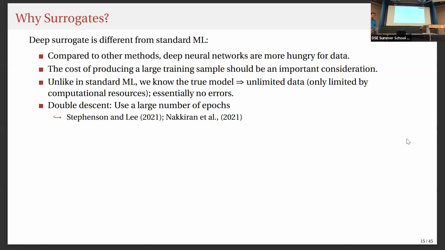In fact, feel free to jump in, Simon, by the way. For some other applications where generating training samples is quite difficult, you might want to switch to something like Gaussian processes. There you can get reasonable approximation accuracy without being so demanding in terms of generating a training sample. Another interesting feature is that, unlike in standard machine learning applications, here we know the true model. So if you can afford it, you can generate potentially unlimited data, up to some computational budget.